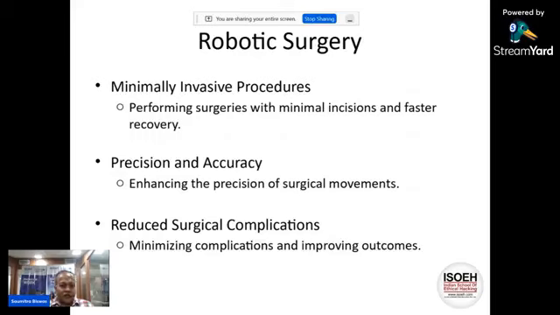Next up is robotic surgery. I've already talked about this thing: minimally invasive procedure, precision and accuracy. Why minimally invasive procedures? Because when we are talking about robots, we can build a robotic eye into the robotic fingers itself. So every finger of the robot can perform incisions.